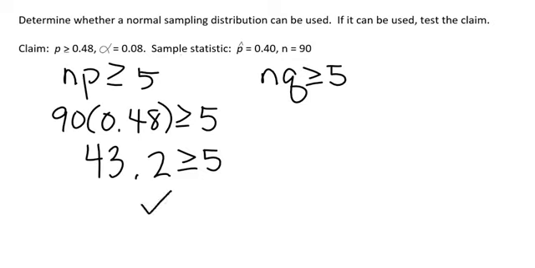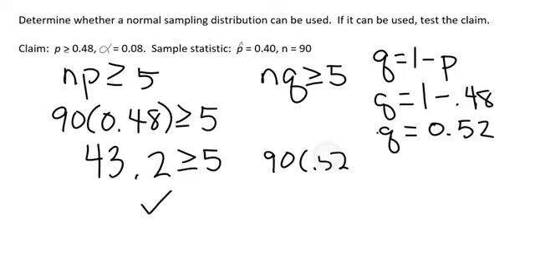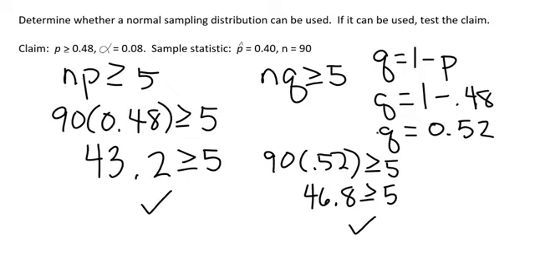Now let's do N times Q. Remember that Q is 1 minus P. So we'd have 1 minus 0.48. So Q is 0.52. So we would have 90 times 0.52. Is this bigger than or equal to 5? 46.8, which is bigger than or equal to 5. It checks off, which means that we can use a normal sampling distribution.